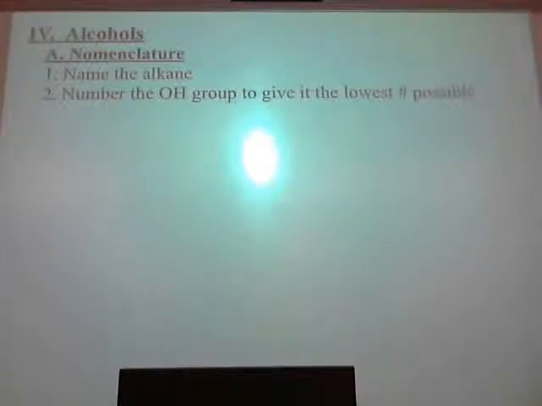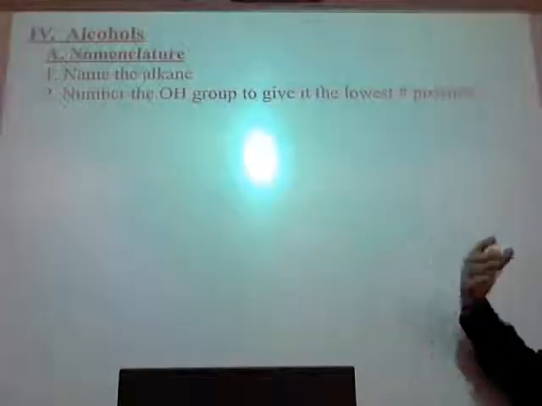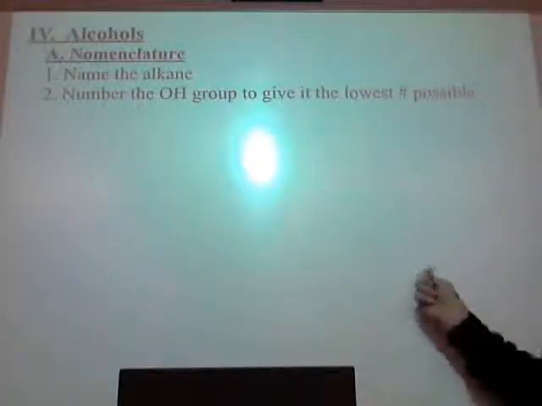Say we had an OH and a double bond. We'll talk about that, but not in this chapter. We're going to keep it simple. This chapter is only going to have one basic thing in it per compound. You're not going to have to worry about multiple things. We'll see that in the next chapter. So you number the OH group. You give it the lowest number possible. It takes precedence over the methyls and the ethyls and the chlorines or whatever.